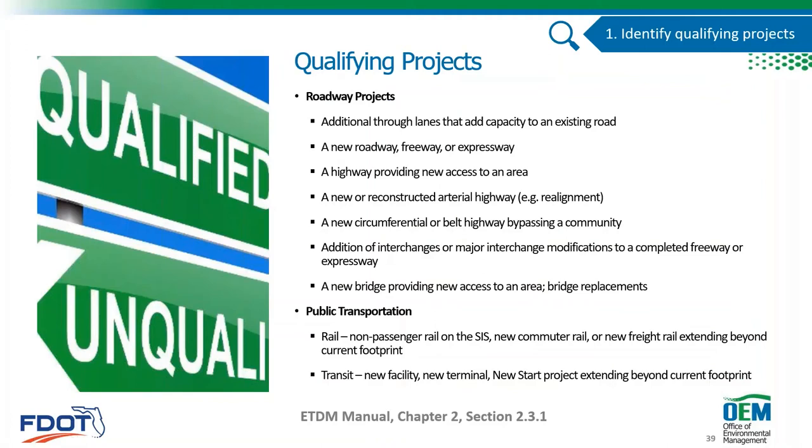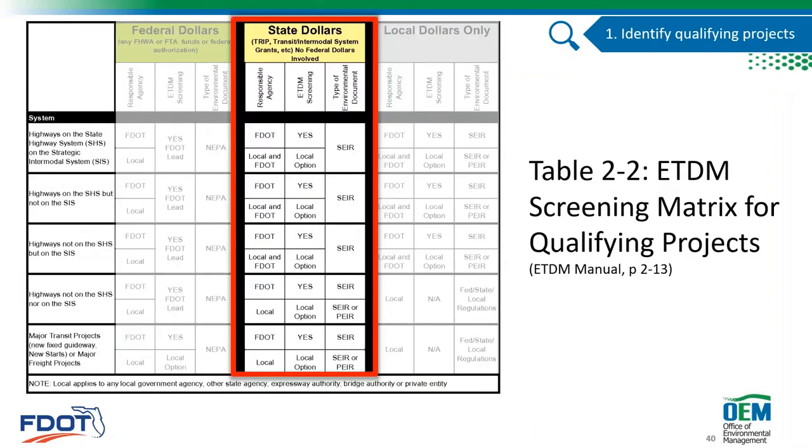So first, identifying the qualifying projects. As Pete mentioned, we're looking at the high-level things with the potential for affecting the environment. But on top of that, there's another level of detail. It's not even every one of those projects. It really depends on the system that it's on and the funding and the responsible agency. So if you look at this chart, and this is in the PD&E manual on page 2-13, you can get some indication of what needs to go through ETDM based on where it is.